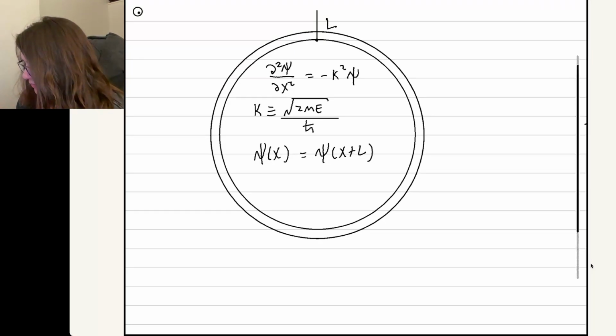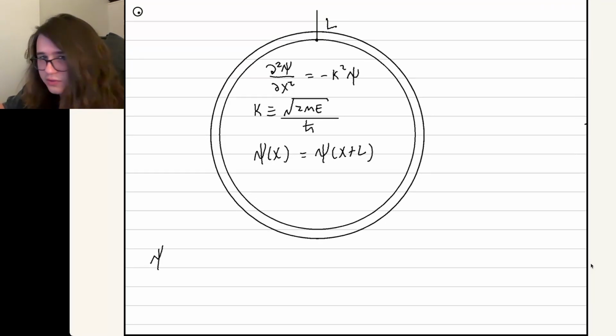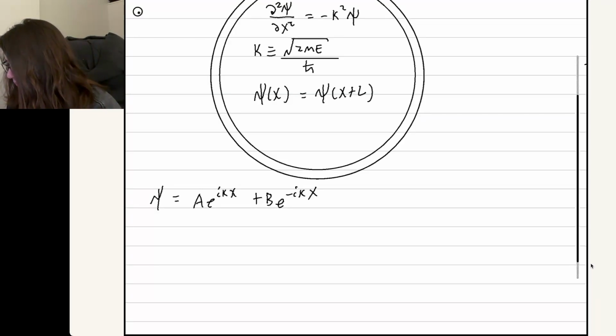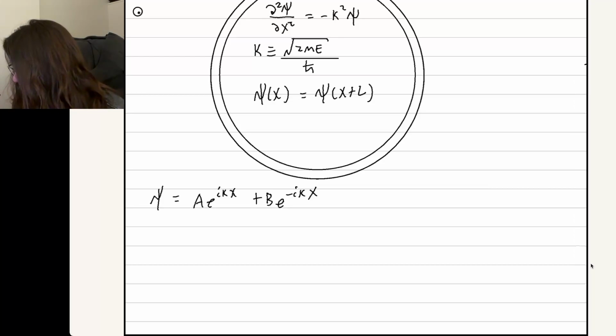So the solution to this differential equation up here that I'm going to use is the a e to the ikx plus b e to the minus ikx form rather than the sine and cosine form. And we're going to use the fact of the cyclical nature of the particle's motion and plug in 0 for that. So we're going to say psi of 0 equals psi of L, right?